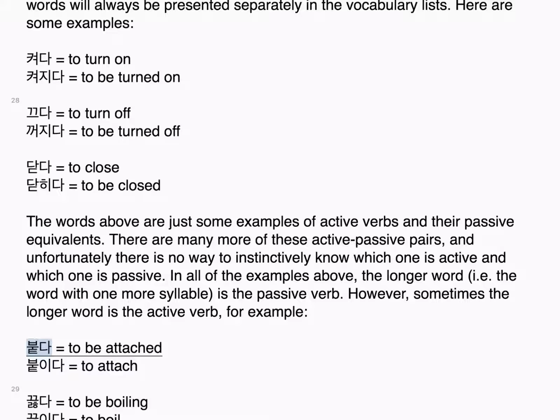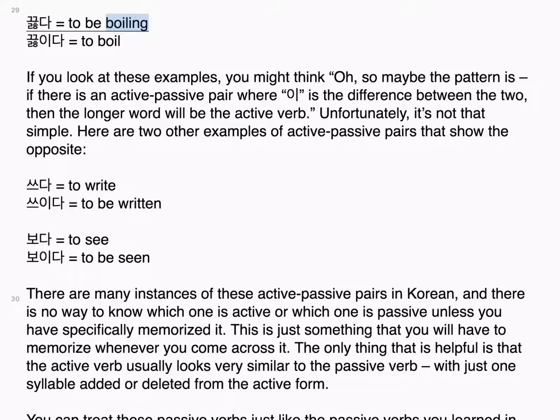For example, 붙다, to be attached; 붙이다, to attach; 끓다, to be boiling; 끓이다, to boil. If you look at these examples, you might think, oh, so maybe the pattern is, if there is an active-passive pair where 이 is the difference between the two, then the longer word will be the active verb. Unfortunately, it's not that simple. Here are two other examples of active-passive pairs that show the opposite. 쓰다, to write; 쓰이다, to be written; 보다, to see; 보이다, to be seen. There are many instances of these active-passive pairs in Korean, and there is no way to know which one is active or which one is passive unless you have specifically memorized it.